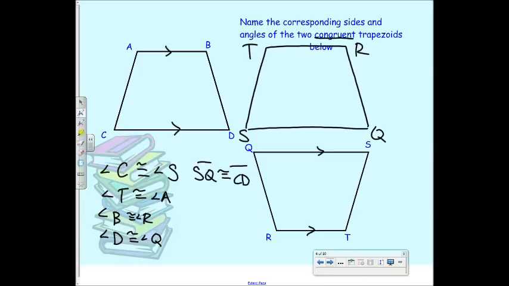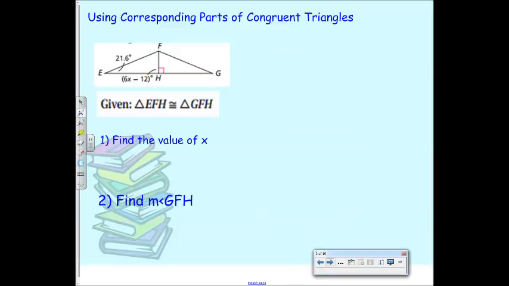Okay, so using corresponding parts of congruent triangles. For example, right here, the given says that EFH, which is this triangle, is congruent to GFH. So these two triangles in here are congruent, and I want to find the value of x. So how could I find the value of x here?